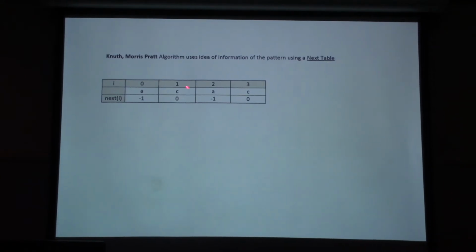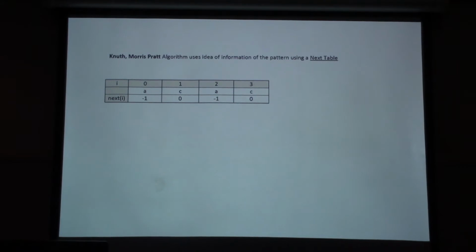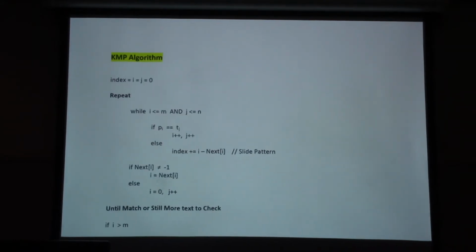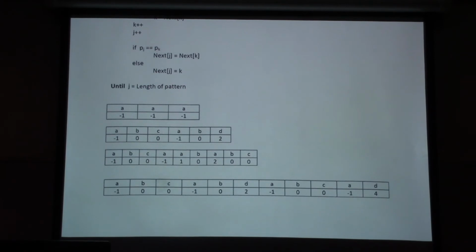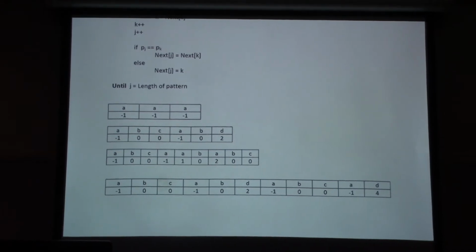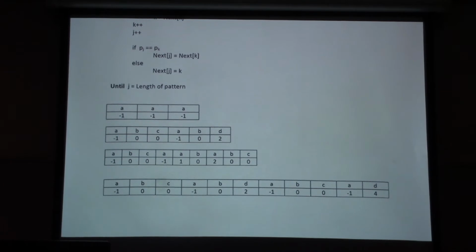Now, you might say, well, what the heck is a -1? Strange. What is a -1? So now I want to show you a couple other patterns. These are patterns of strings that generate the following next tables. We already saw ACAC generates -1, 0, -1, 0. What do you think ABAB would generate?